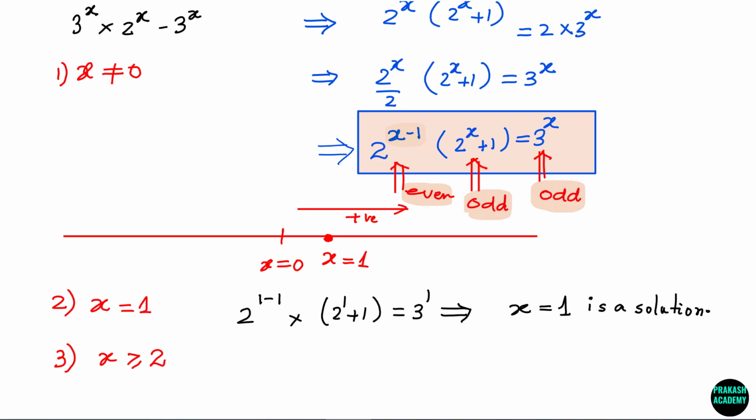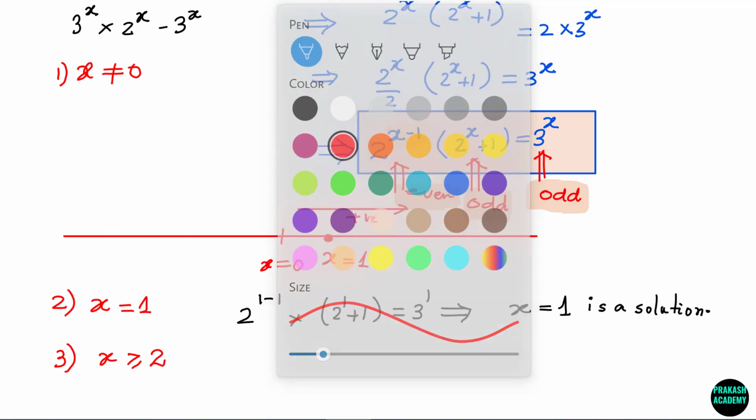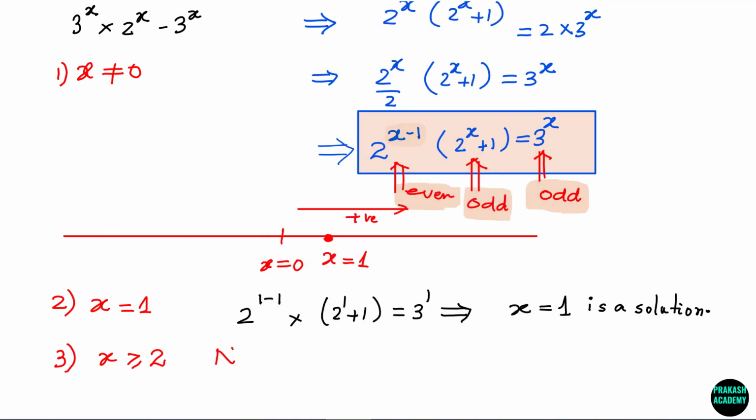So now in this case you will have no solution because you have even this side and you have odd this side. Even multiplied by odd will never be an odd number, because it will be an even number. So in this case, no solution.